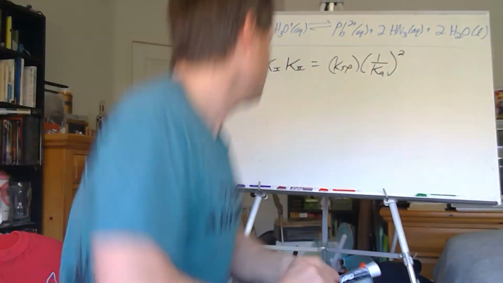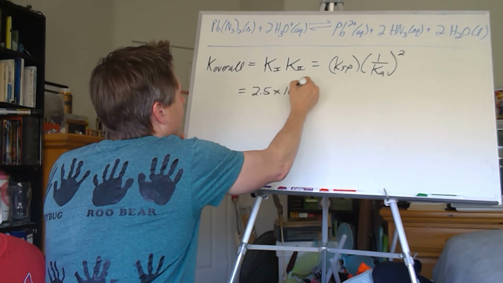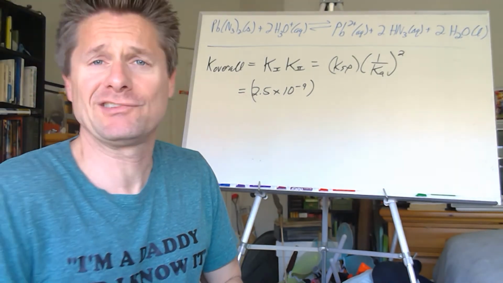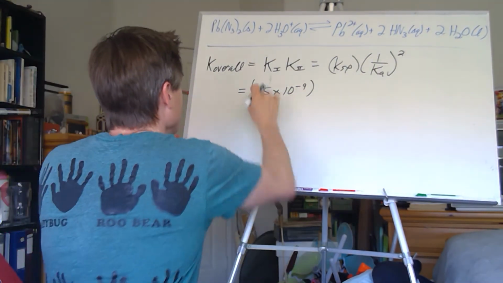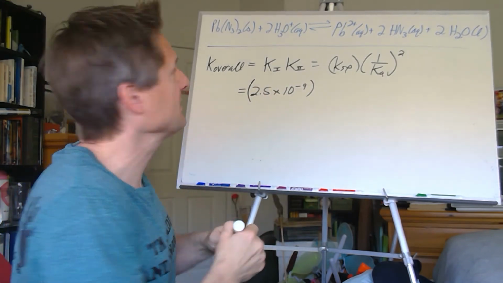So let's write that down. 2.5, and I'm not squaring that. I'm not inverting it. It's just a straight up Ksp. All right? Let's make that a little more obvious. 2.5 times 10 to the minus 9.